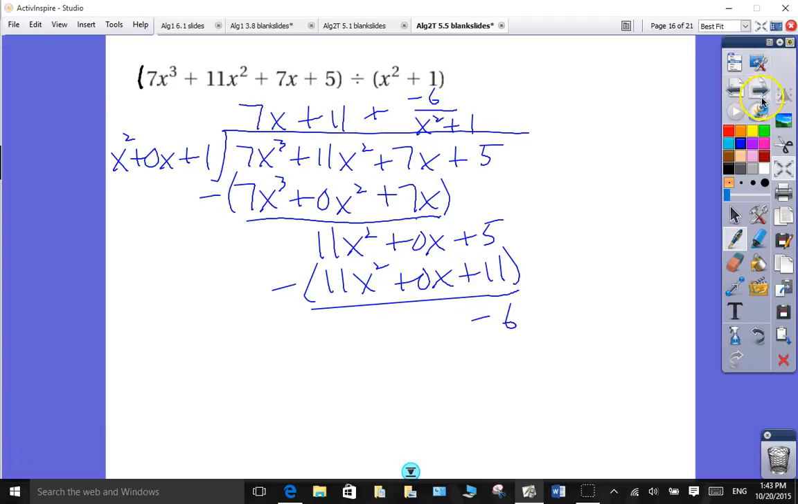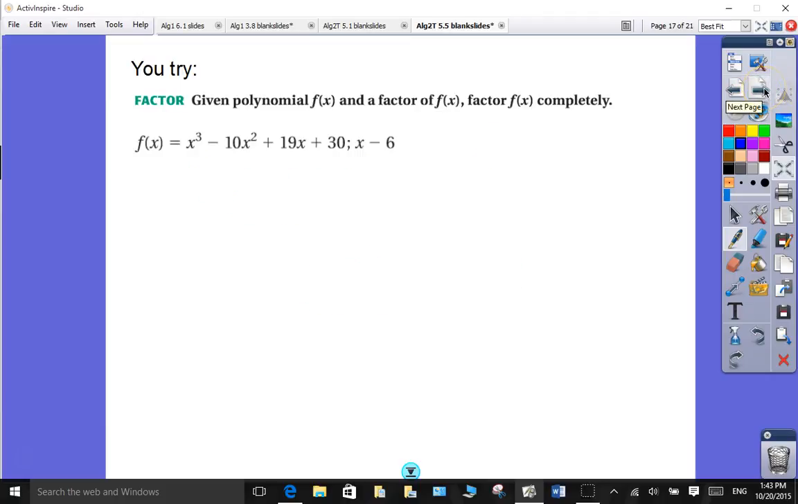I think the last two are homework problems. But I put them in there because I anticipate that if I don't do one with those directions in front of you, you may look at the directions and not understand what they're asking you to do. Right, this is the first one. It says, given a polynomial function and the factor of it, factor it completely.